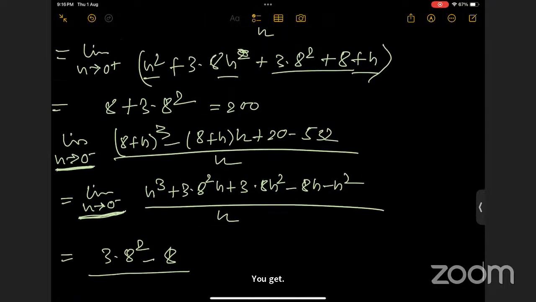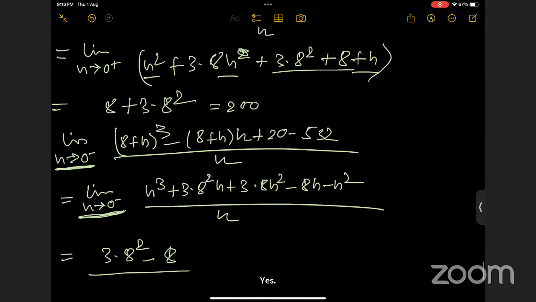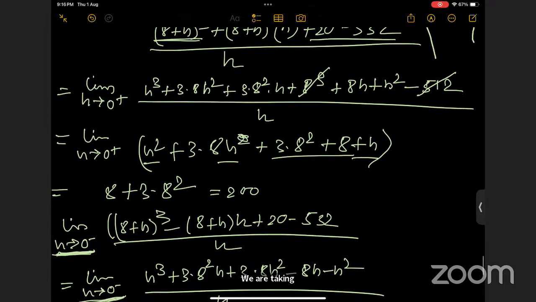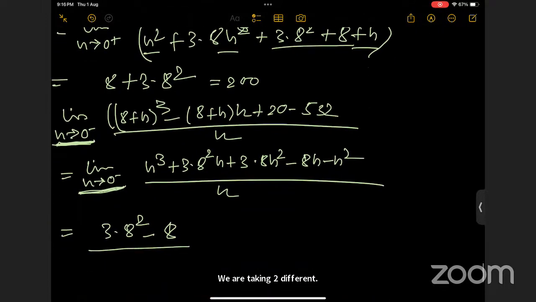Yes. If we are taking h tending to 0 from the negative side or from the positive side, then based on this condition, we're taking two different functions, right? Like continuity, right? Yes. Same concept which we already did in limit and continuity. Here we are doing it similarly. Understood, ma'am. Okay, thank you.